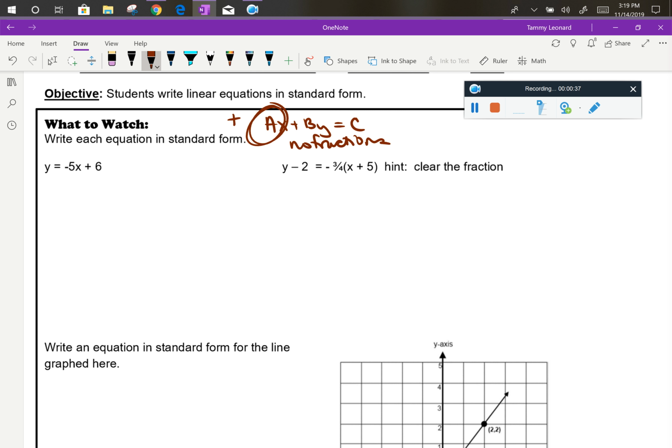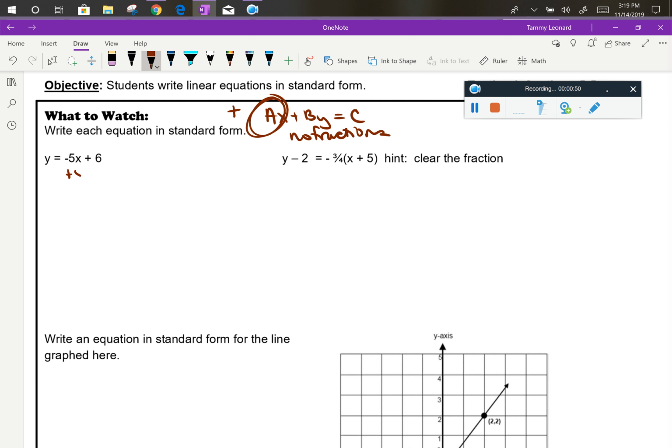So when we take a look at a problem, I usually try to tackle order first. Unless there's a fraction, then I tackle that first. Let's look at the first problem. I don't see any fractions, but I do see that x is on the wrong side. So the very first thing I would do is add 5x to each side. Since I can see that x is supposed to come first, I'm going to put it first. So 5x plus y is equal to 6.